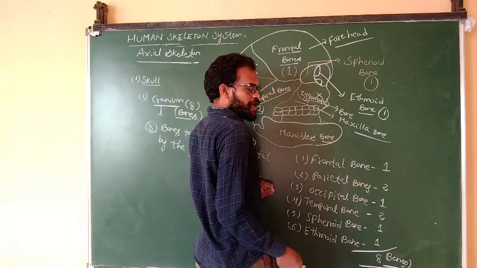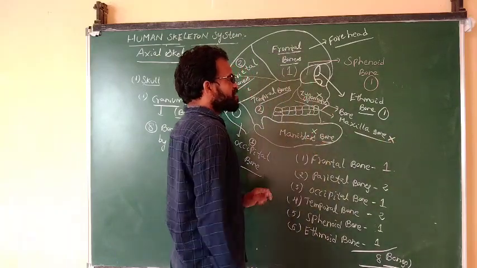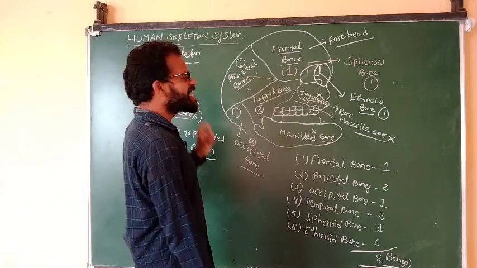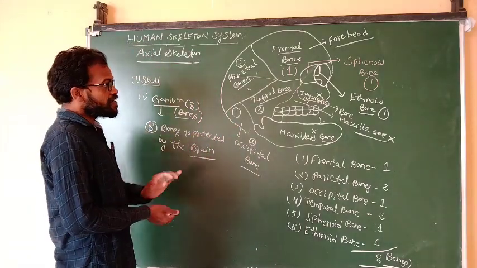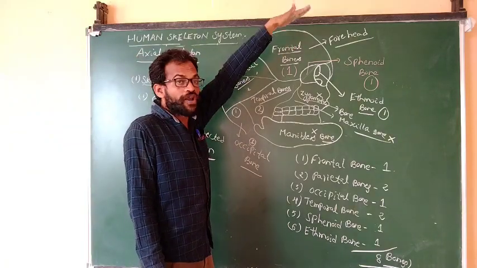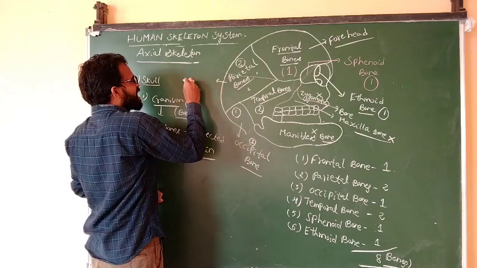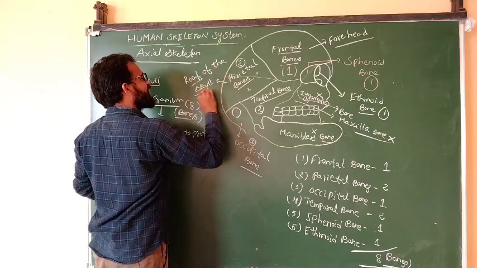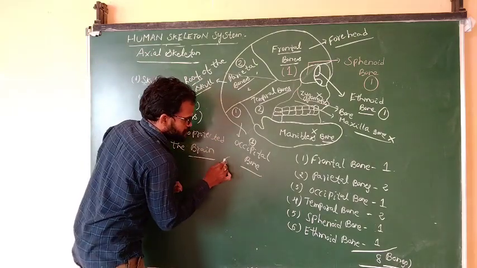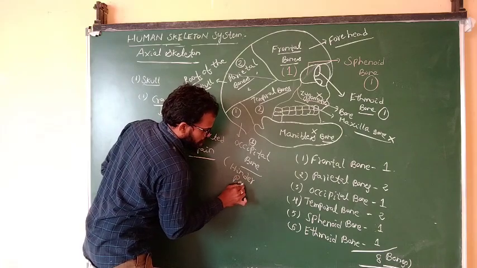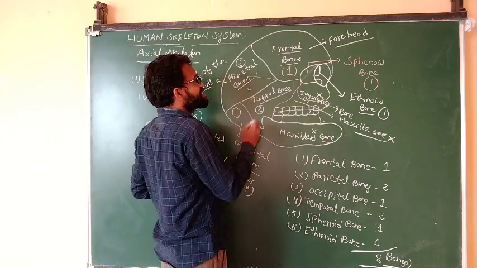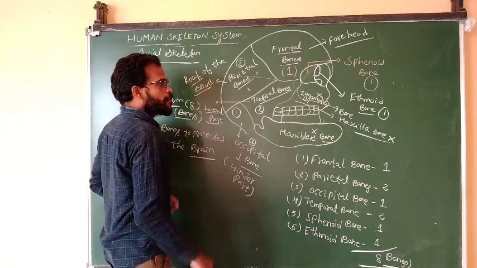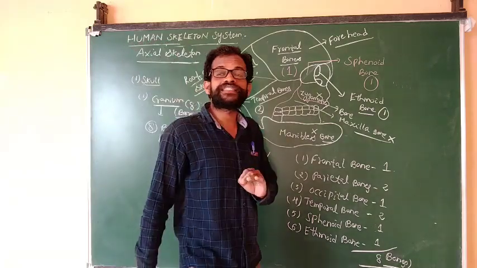The zygomatic bone, maxilla bone, and mandible bones are not under the category of the cranium. How many bones are present in the skull? The first one is the frontal bone, that is nothing but the forehead. The parietal bone is the roof of the skull. The occipital bone is the hinder part, the lower part of the skull. The temporal means the lateral part of the skull.